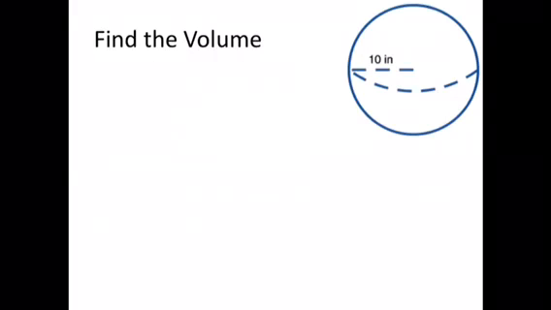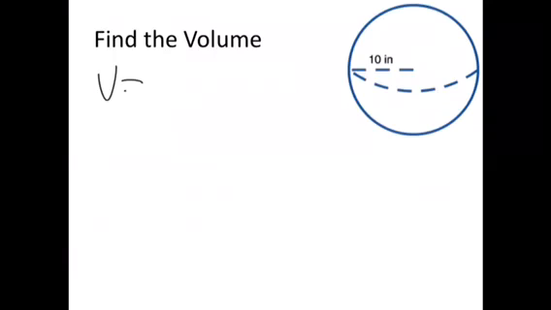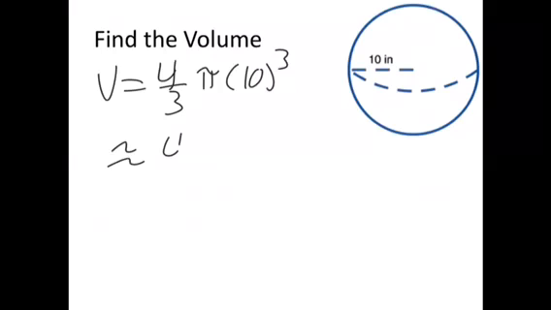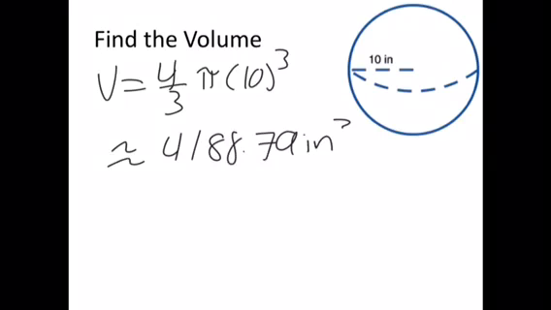For our sphere here, our volume formula is equal to 4/3 times pi r cubed, so in this case 4/3 times pi times 10 cubed. Not a lot to do here, let's go ahead and plug it into our formula, and when you do, we get approximately 4,188.79 inches cubed.